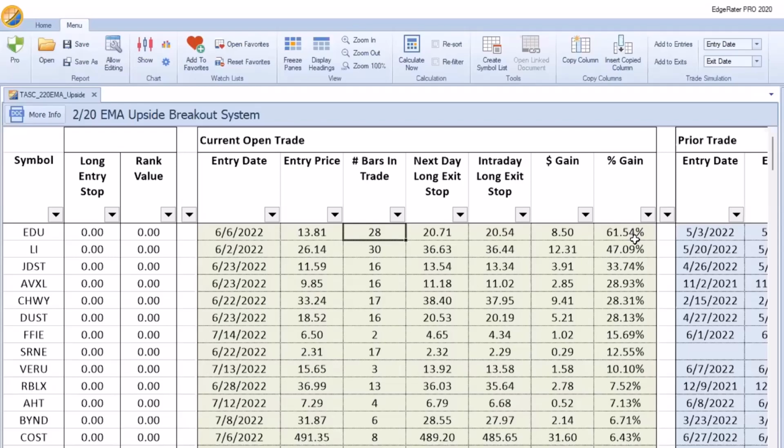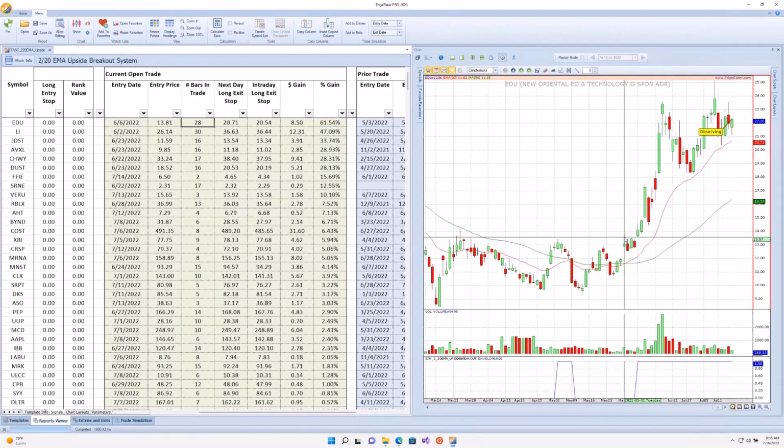So EDU, and I remember looking at EDU actually some time ago back here. I did see this appear on this list. But yeah, this has gone on to make a 61% gain since the entry was fired. So not since the buy alert, but since the actual entry. So the good thing about this report is it keeps everything on the list. It's not just looking at what's happening today and telling you if there's a buy today. It's everything that's currently in an open trade based on this system. So basically everything that's trending is on this list.